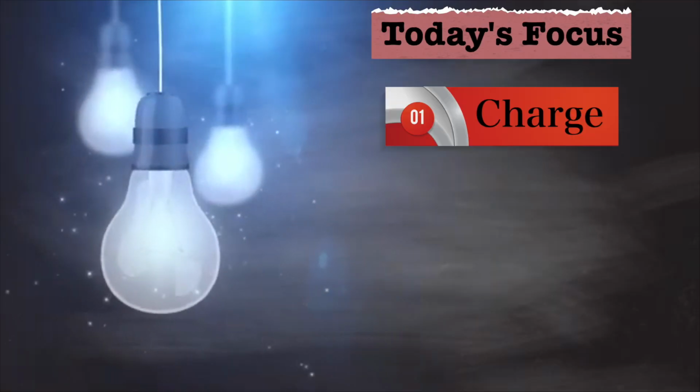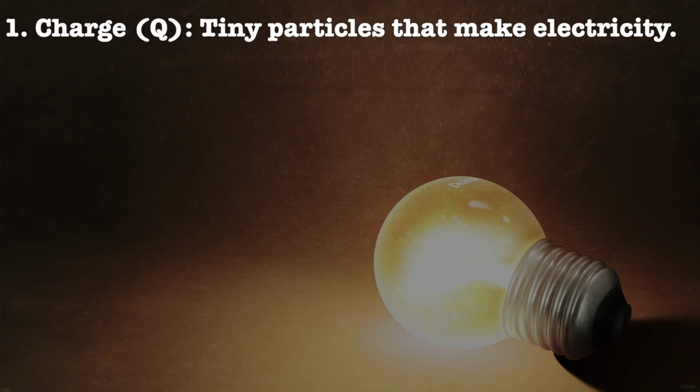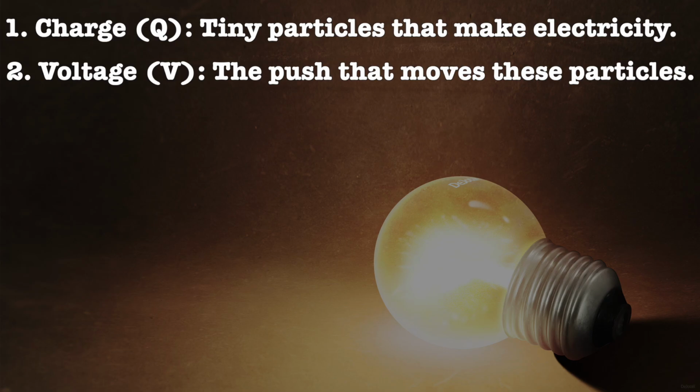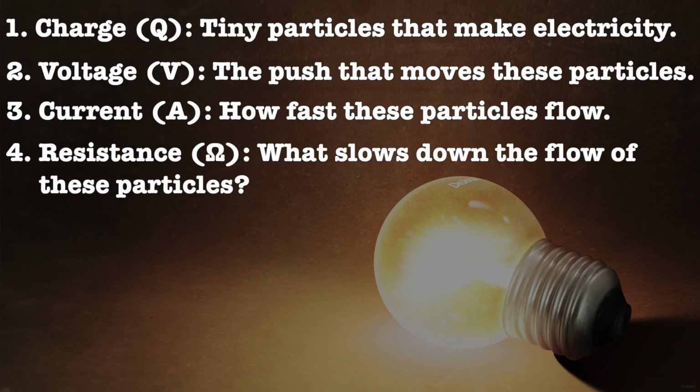Dear learner, in this lecture, we will talk about the basics of electricity: what is charge, what is voltage, what is current. As you know, the tiny particles that make electricity are basically called charge, and the force that moves these particles can be defined as voltage, and how fast these particles flow can be termed as current. If we talk about resistance, what slows down the flow of these particles is called resistance. Dear learner, we will then learn about Ohm's law, which connects voltage, current and resistance.